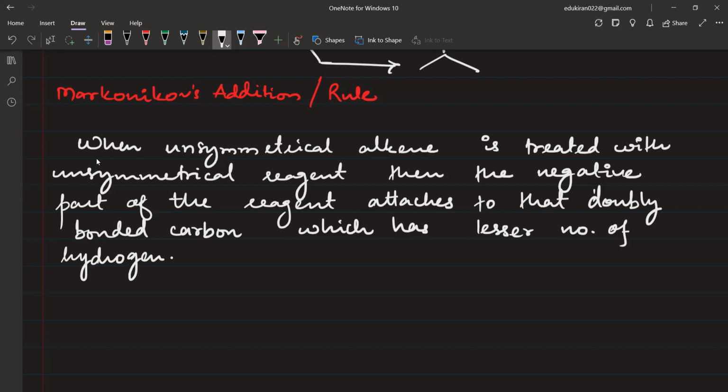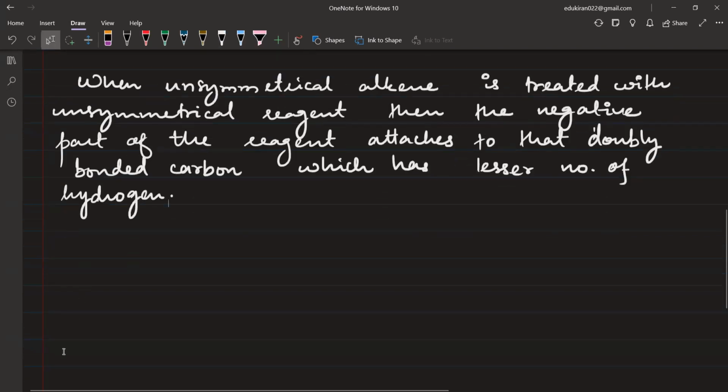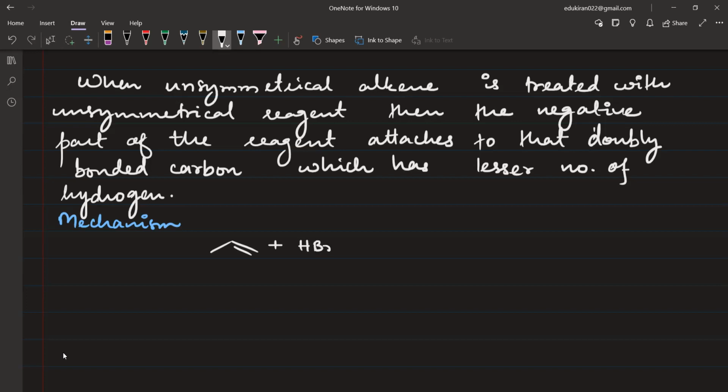So why is this happening? We'll write a mechanism. In the mechanism, we'll look at this particular alkene. When I treat this with, let us say, HBr or HCl or HI, it is going to give me a product like this. So why is this happening? Write the first point.